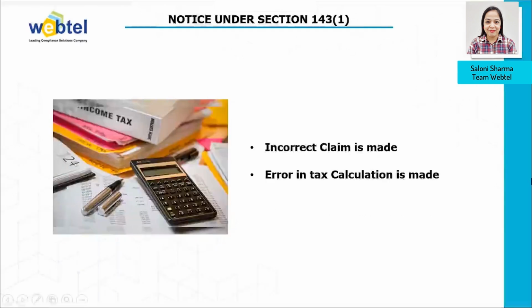Then comes the notice under section 143(1), which will be related to an incorrect claim made or any errors in the tax calculation. An intimation under section 143(1) is sent to the assessee when an incorrect claim is made or any other error in tax calculation is made. The intimation consists of a summary of the details of the ITR submitted by the assessee.